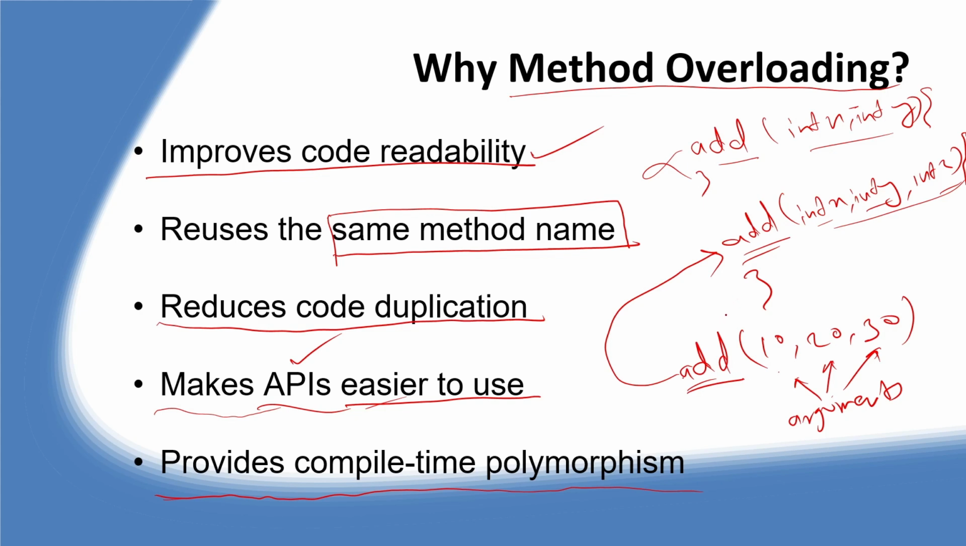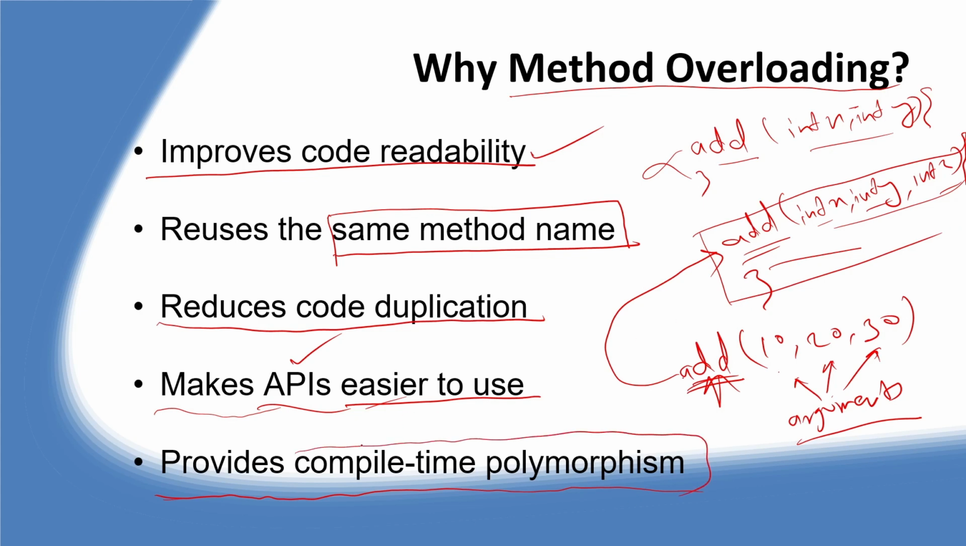During compilation, the compiler will check these things. What is the method name? How many arguments? Which method to call? So everything will happen during compile time, and during compile time only the compiler will get to know, okay, we need to execute this method. That's why it is compile time polymorphism.